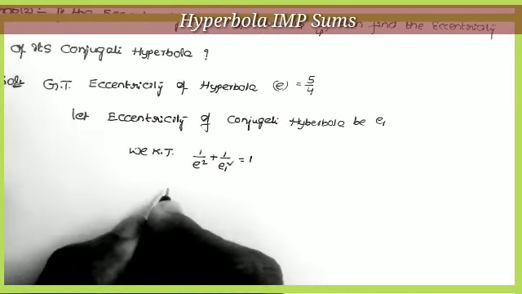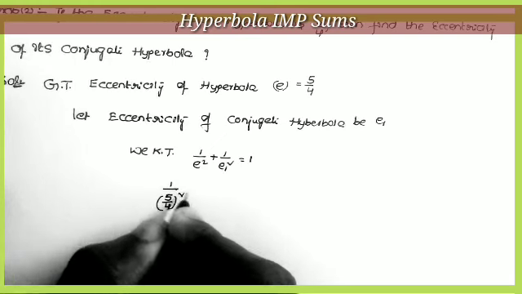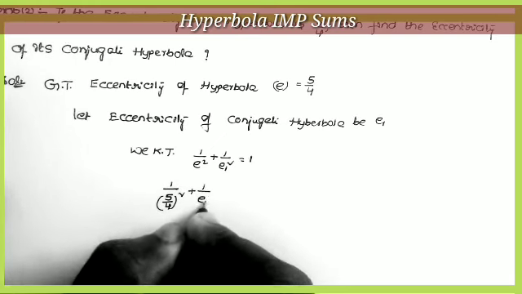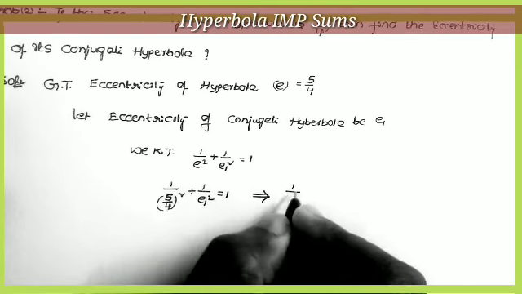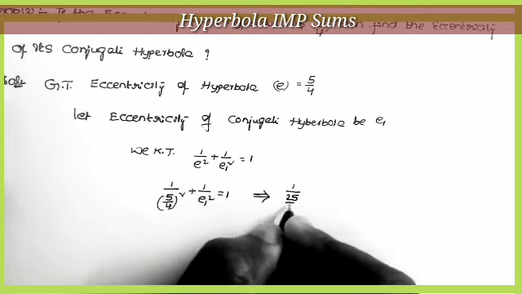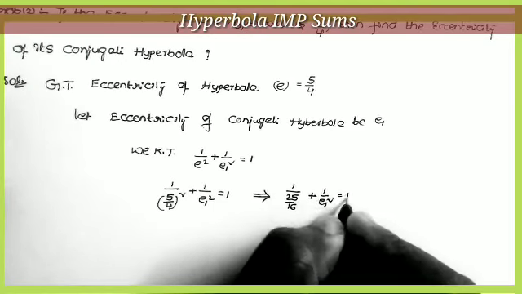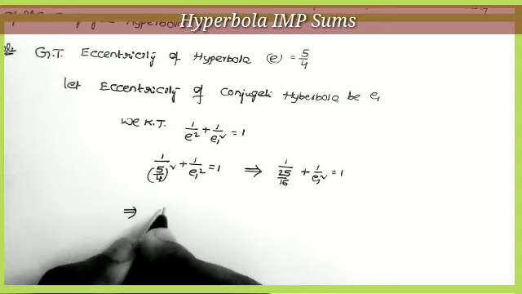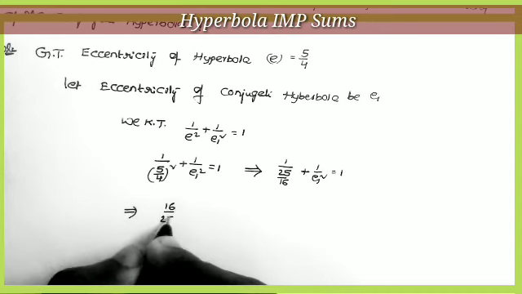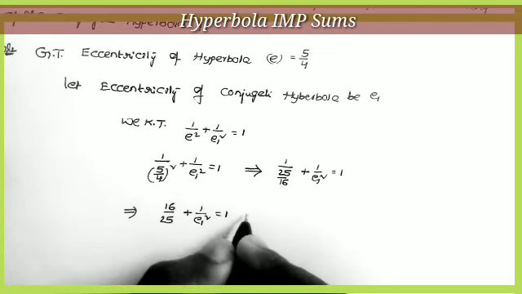Now I am substituting the e value here. e is equal to 5 by 4. So 1 by (5 by 4) whole square plus 1 by e1 square is equal to 1. That is, 1 by 25 by 16 plus 1 by e1 square is equal to 1. 1 by 25 by 16 is equal to 16 by 25. So 16 by 25 plus 1 by e1 square is equal to 1.